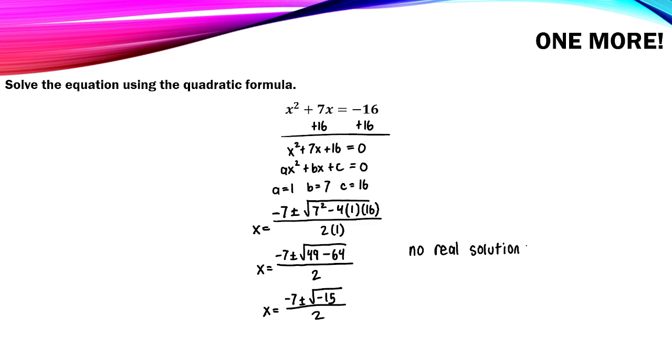So just keep that in mind, that when you do some of these problems, it's possible that your discriminant is going to be negative in your quadratic formula. And if you catch that, you got to make sure you write no real solution.